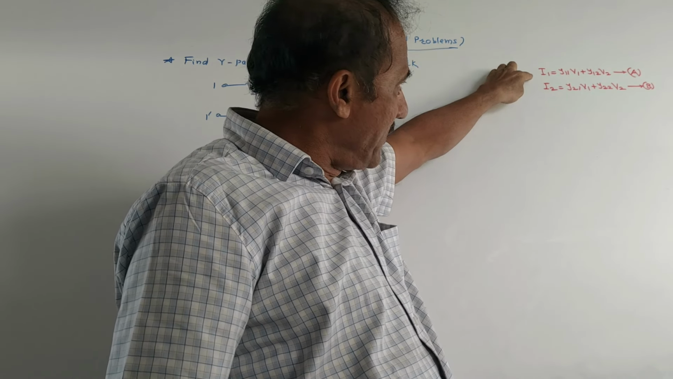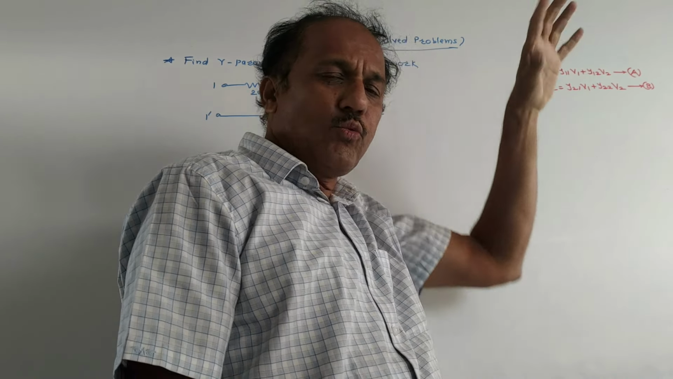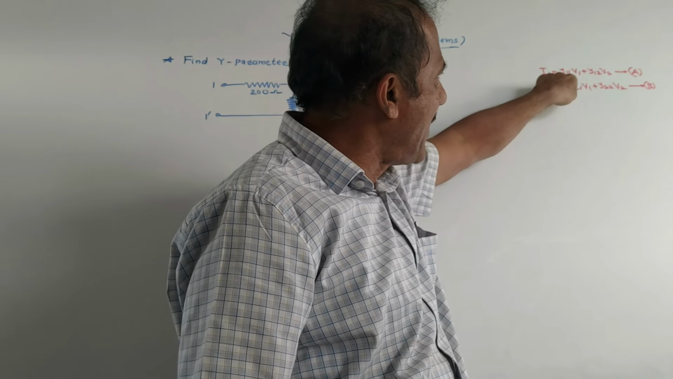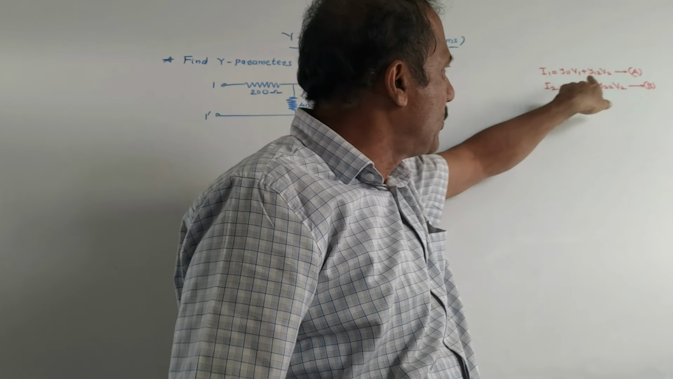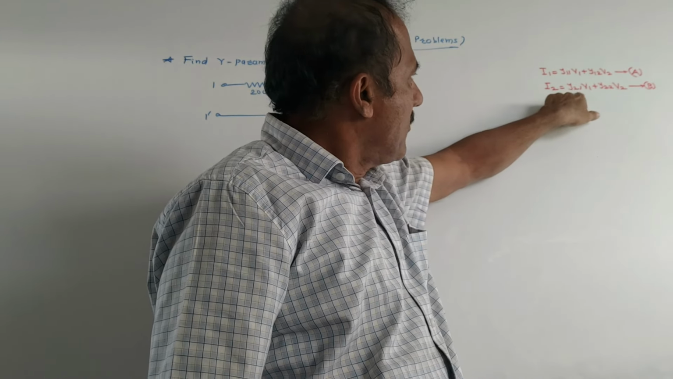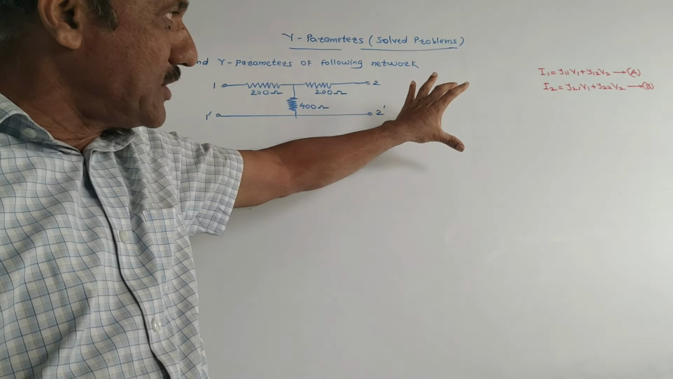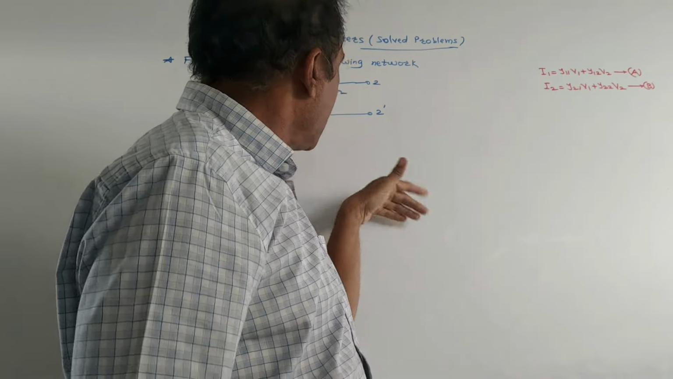Now these are the reference equations of Y parameters. We know that Y is admittance. So the first equation is I1 = Y11 V1 + Y12 V2. The second equation is I2 = Y21 V1 + Y22 V2. As I said, these are the reference equations. We need them while solving the numericals.